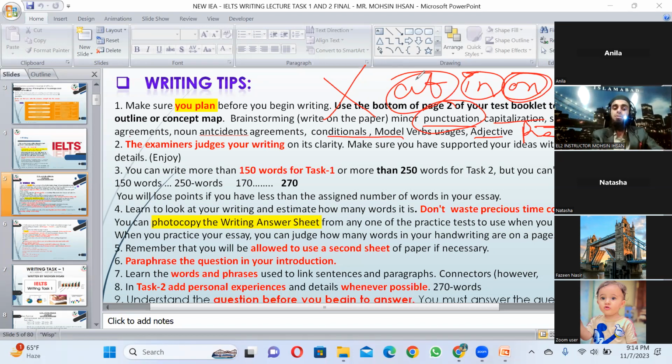Within that, what thing makes the sentence structure correct? That is simply subject verb agreement. Then you are having noun antecedent agreement. These things make your sentence correct, right? So for conditional sentences as well, right? And your punctuation and then your tense, right? So use correct use of tenses.